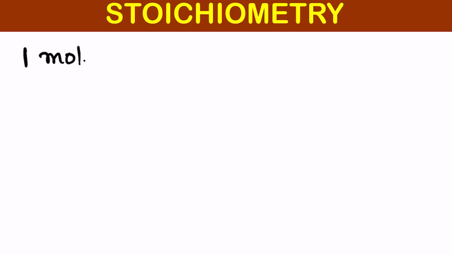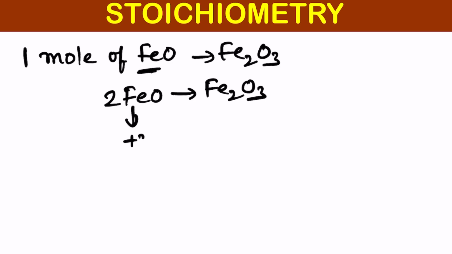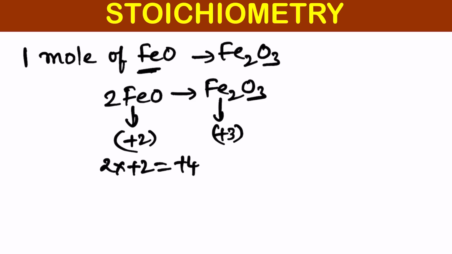Now let us look at the last one. 1 mole of FeO to Fe2O3. Same, let us first balance only the iron part. 2 FeO gives Fe2O3. The oxidation state of iron in FeO is plus 2. The oxidation state of iron in Fe2O3 is plus 3. 2 into plus 2, plus 4. 2 into plus 3, plus 6. That implies plus 4 total oxidation state is changing to plus 6.